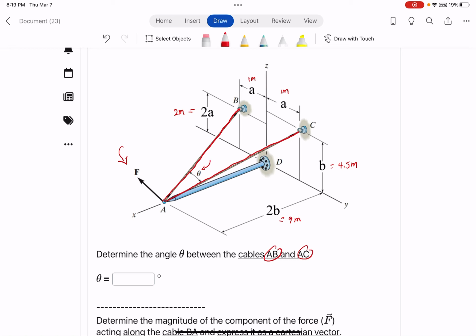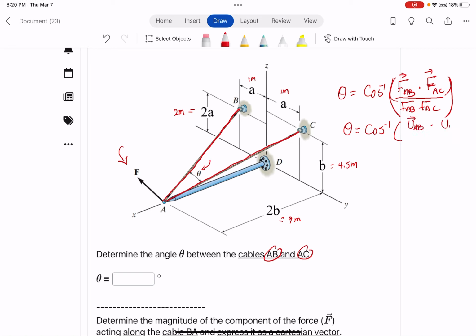You could do it like this, because the angle between any two cables is cosine inverse of the force vector AB dot the force vector AC divided by the magnitude AB times the magnitude AC. So this is cosine inverse of these two vectors dot each other divided by the magnitude of AB and of AC. If you want to put the unit vector instead of the force, it will be like this: theta is cosine inverse of unit vector AB dot unit vector AC, and that's it. Because it's going to be divided by 1, because the magnitude of a unit vector is going to be 1.